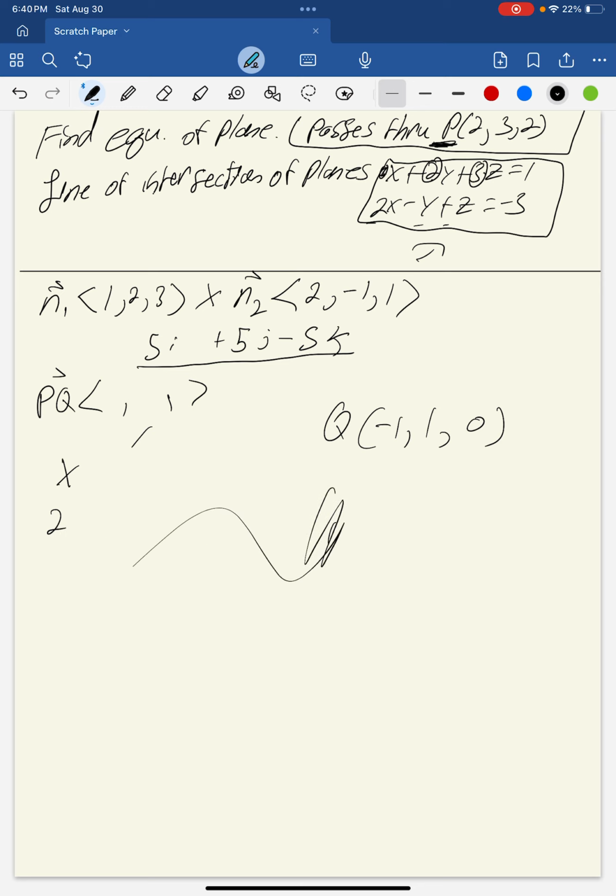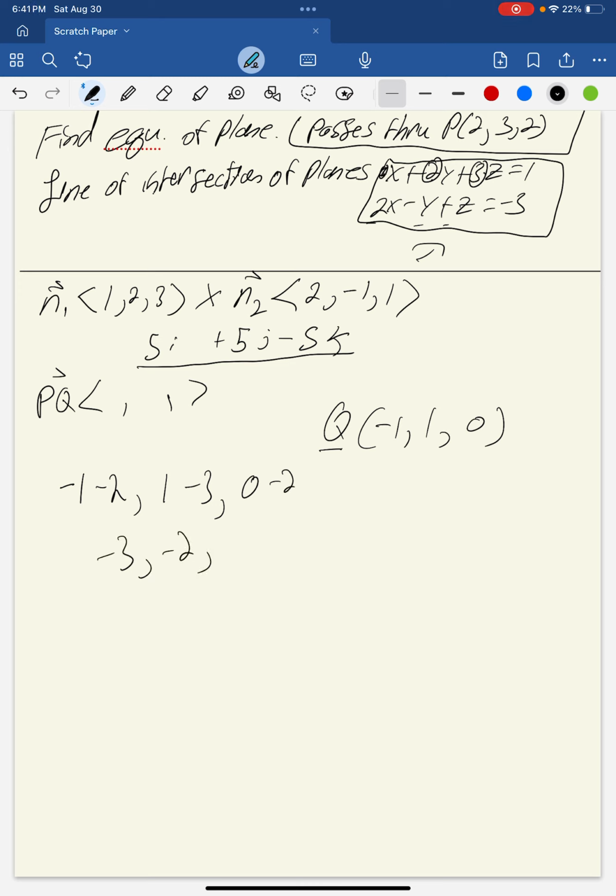So then, now that we have Q, we can find PQ, which is found by subtracting Q from the value P. So let's do that quickly. So we have -1 minus 2, and these are the values coming from this point P, 1 minus 3, and 0 minus 2, which is equal to -3, -2, and then -2 again. And then we can simply plug these back up here. So -3, -2, -2. And get rid of the point Q.